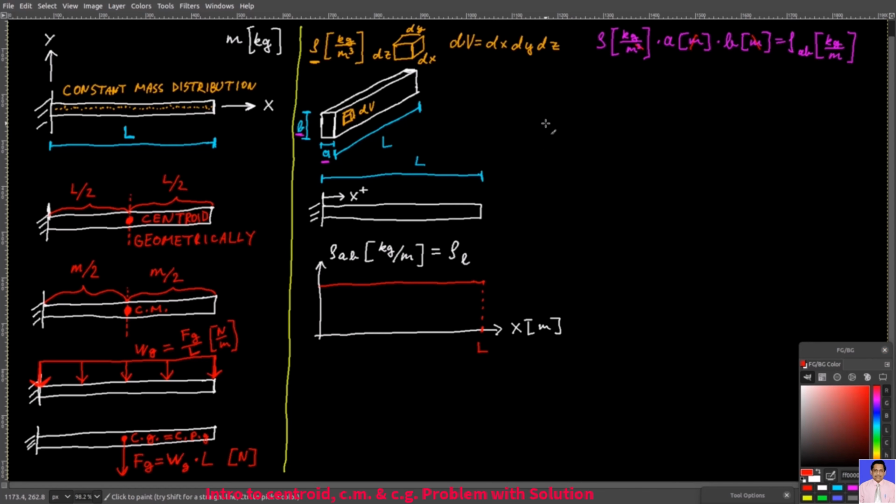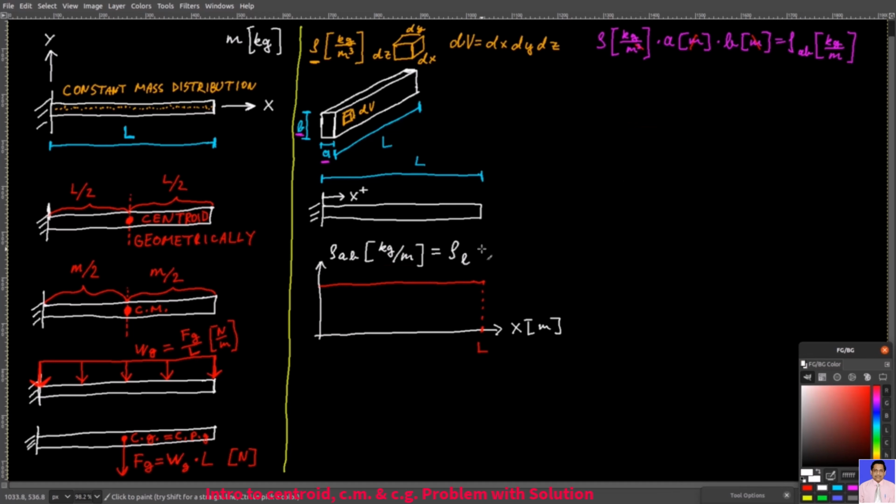Note that unlike force distribution, W, which you can see here, rho L does not have a direction. Force distribution has a direction because force is a vector, but rho L does not have direction because mass itself is a scalar quantity. And here you have nothing but mass per unit length. So I will simply have lines for my rho L without arrows.